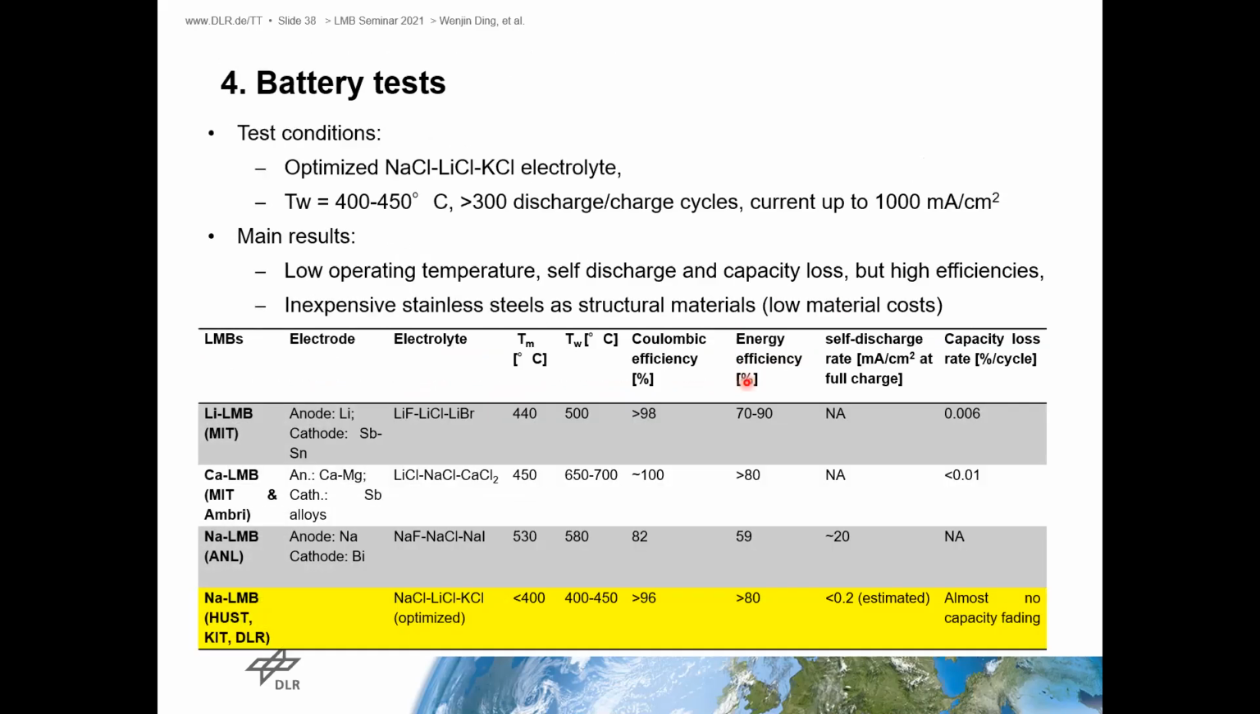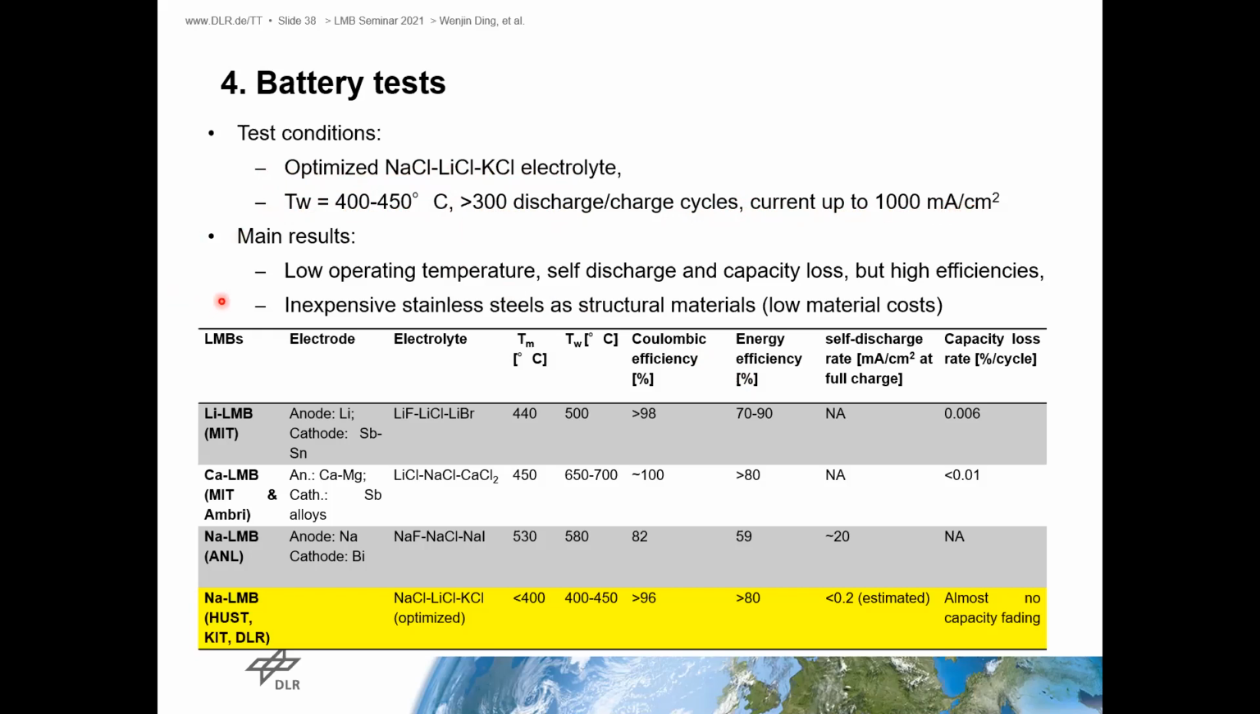Our partners host in China did the battery test using the selected molten salt electrolyte. At first we used the sodium chloride salt mixtures, with a working temperature of 400 to 450 degrees C, more than 300 discharge and charge cycles, and tests with current up to 1000 milliampere per square centimeter.